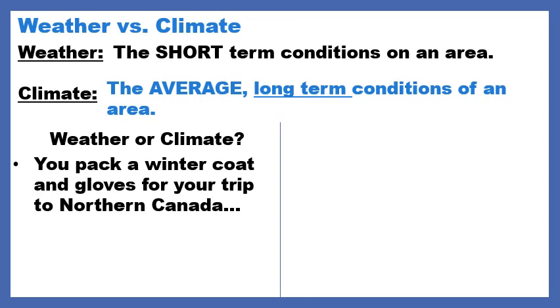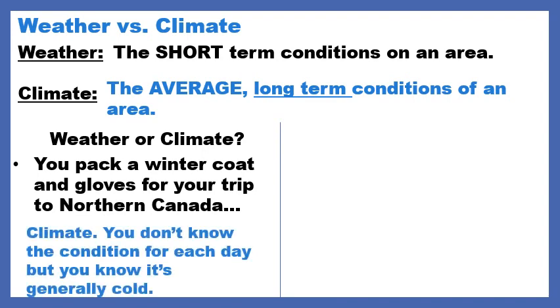So you pack a winter coat and gloves for your trip to northern Canada. Northern Canada is pretty close to the Arctic, so it can get cold. So if you're packing your winter coat and gloves, are you using the weather to help you pack, or are you using the climate of northern Canada to help you pack? What do you think? Climate. You don't know the conditions for each day, so you might not know the weather report, especially if you're packing like weeks in advance, but you know that the climate is generally cold, so you should probably bring warm clothes.